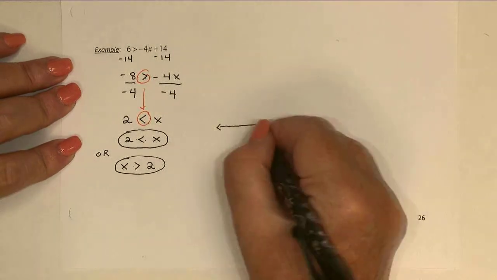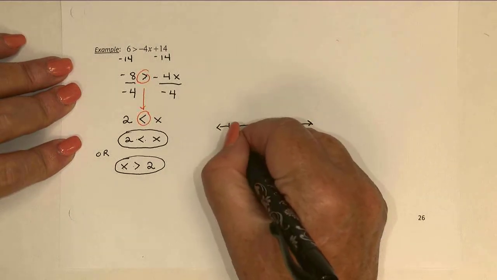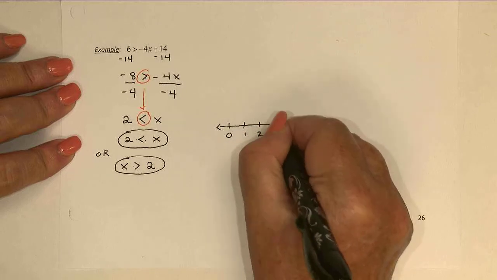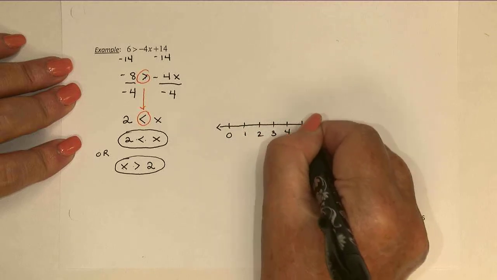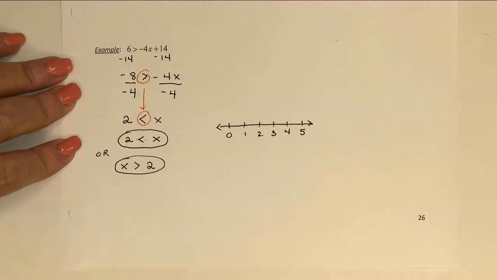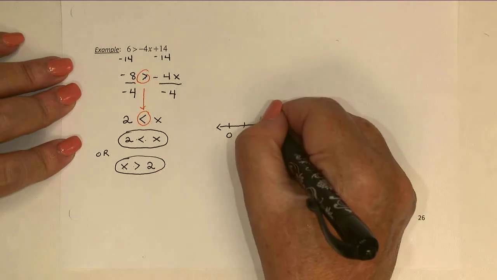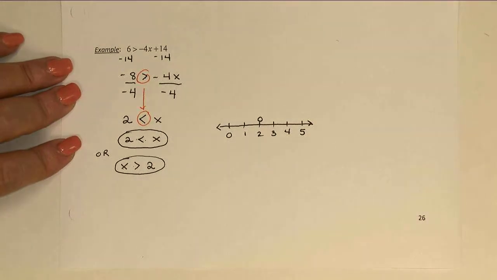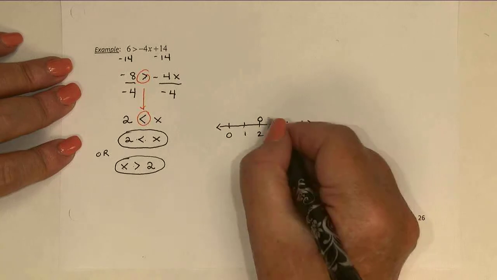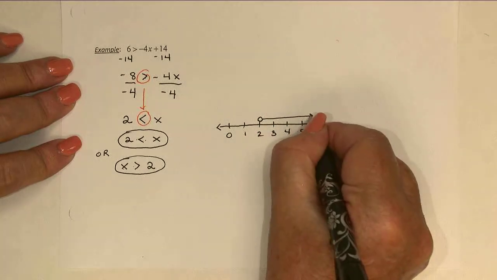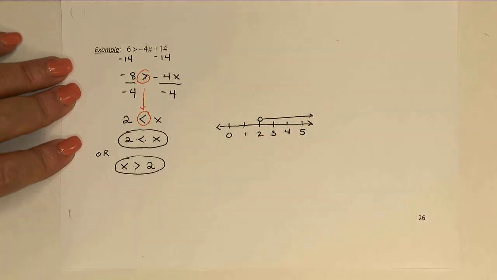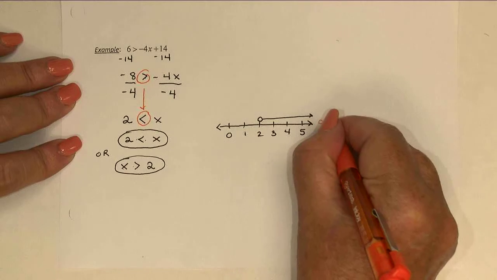Our number line graph, again, x can't equal 2, so I'll show that with an open circle. And then I want all the x's bigger than 2, so I'll show that as going off to the right, towards the positive infinity end of the graph.